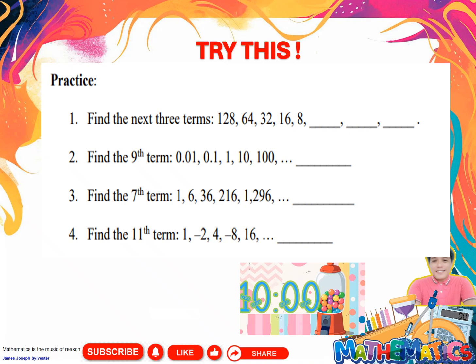So we have the common ratio, we have the first term, and we are looking for the terms. Again, our formula for geometric sequence is a sub n equal to a sub 1 times the common ratio raised to the n minus 1.